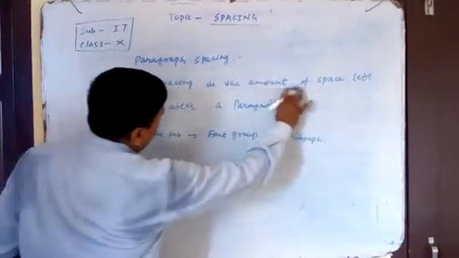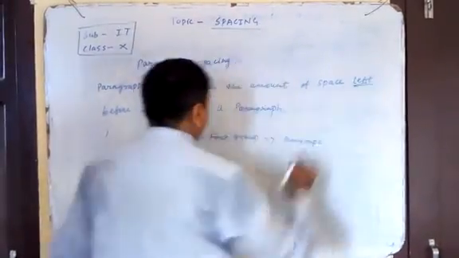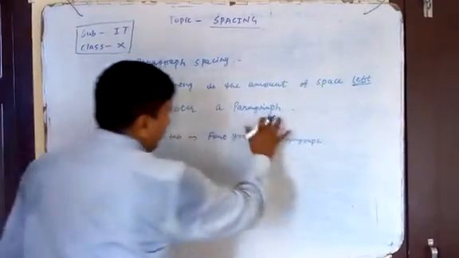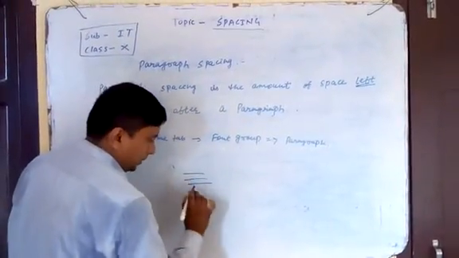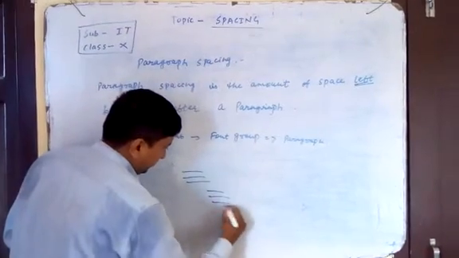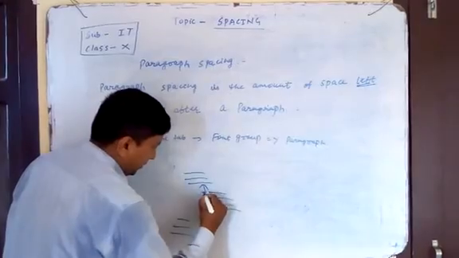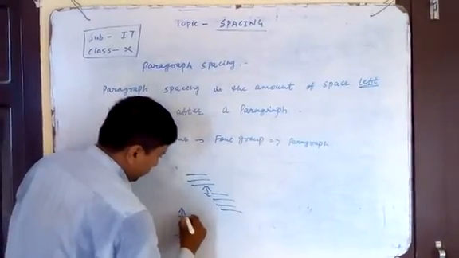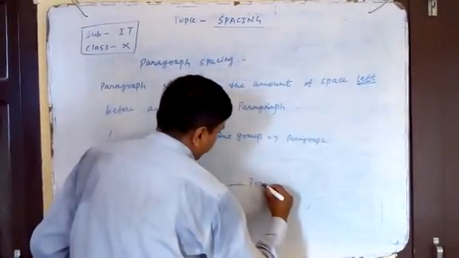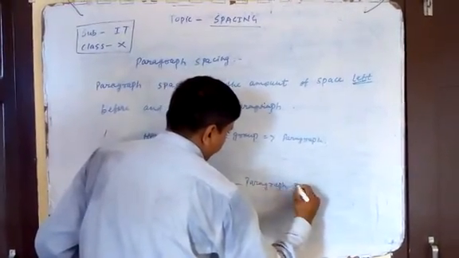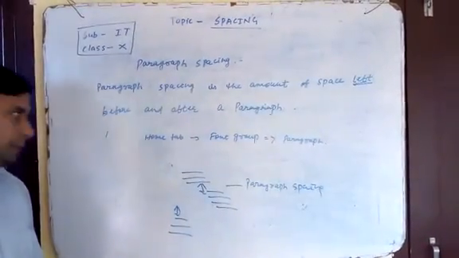Paragraph spacing is the amount of space left before and after the paragraph. Suppose this is a paragraph, and after that there is some space. Whatever space we leave is known as paragraph spacing. Now, how can we apply paragraph spacing?